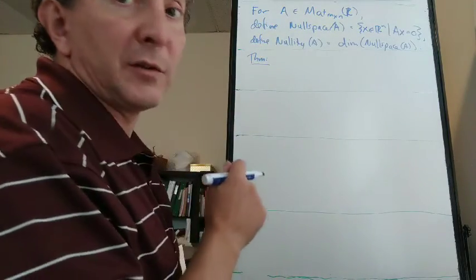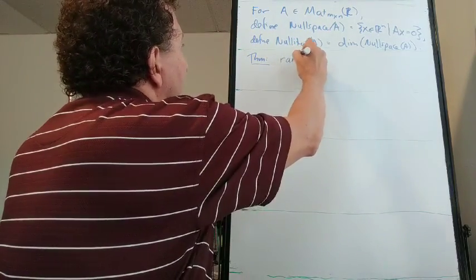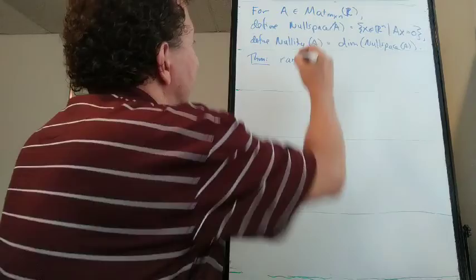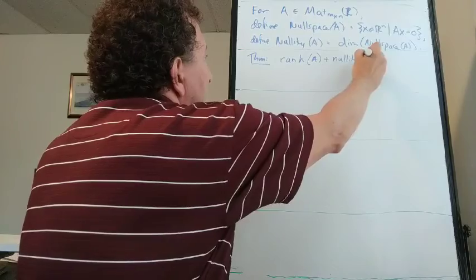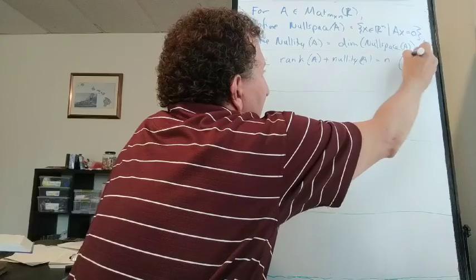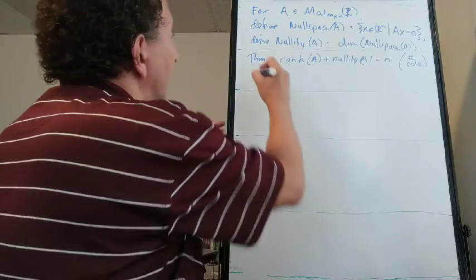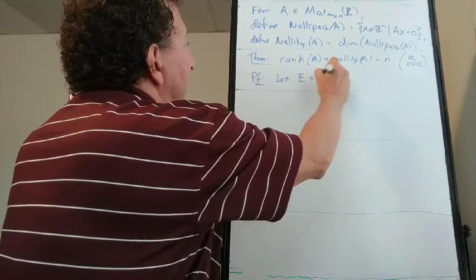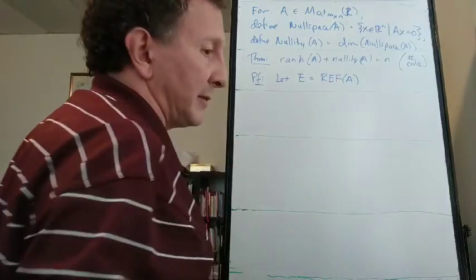The nullity of A is closely related to the rank of A. In particular, for A an m by n matrix, the rank of A plus the nullity of A equals n, which is the number of columns. To see this, let's let E be a row echelon form matrix equivalent to A.